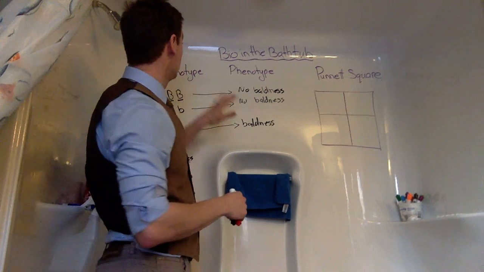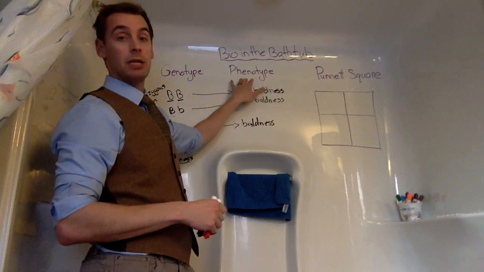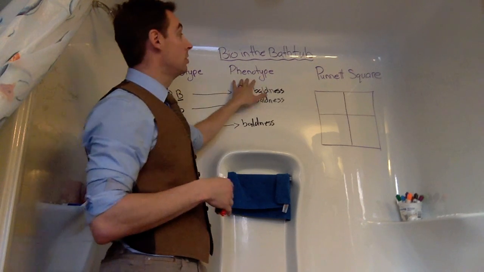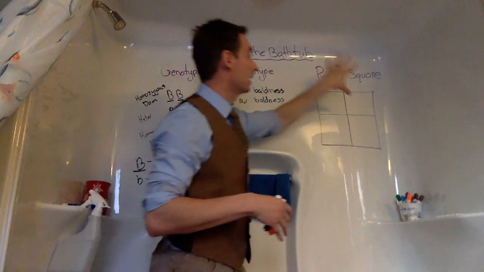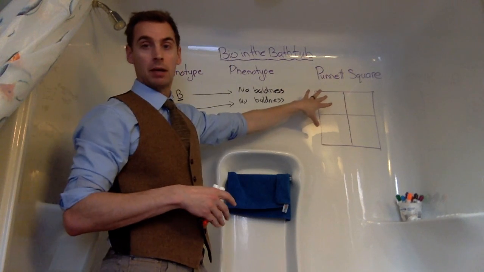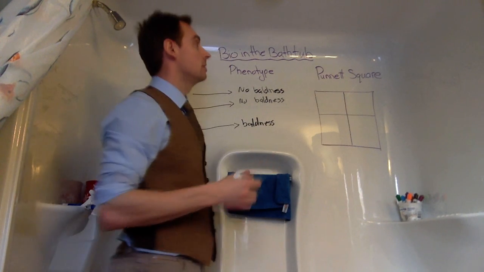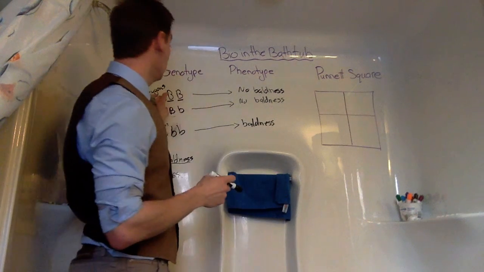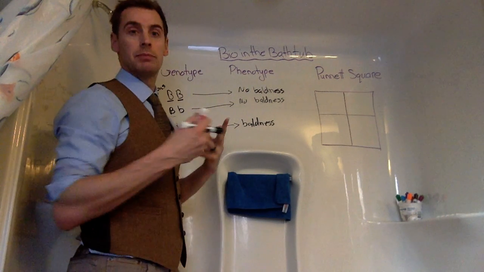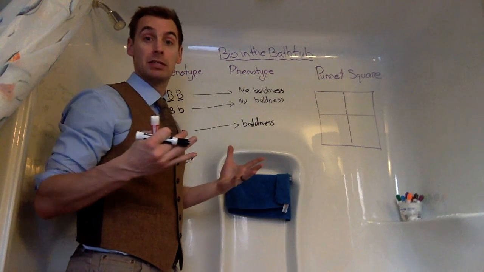Now this time, we've already talked about the genotype and the phenotype in the previous video. So what we're going to do is take these two concepts and now apply them to a Punnett Square. Okay? A Punnett Square takes two parents and combines them together to create offspring chances.